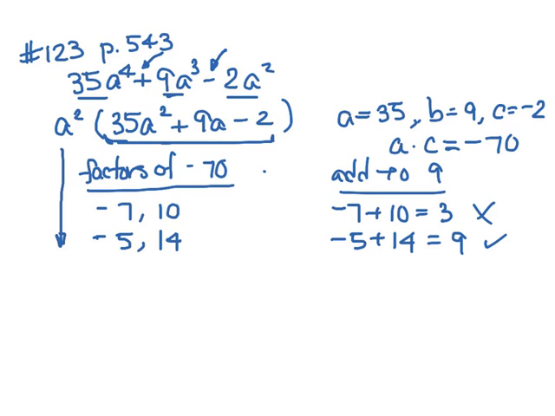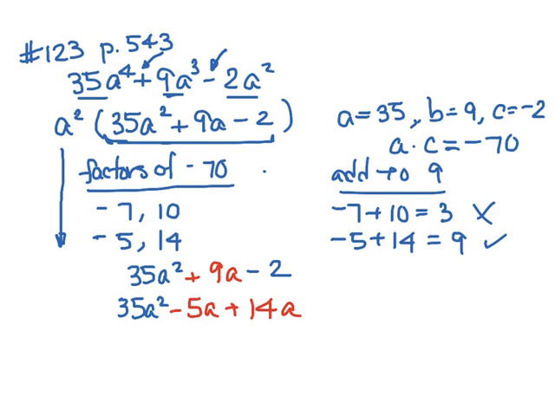So we're going to rewrite our polynomial here, 35a squared plus 9a minus 2. We're going to rewrite that as 35a squared, and instead of plus 9a, we have minus 5a plus 14a, minus 2. And now I'm going to group. And again, I don't have to worry about changing the sign over here because it's a positive in between my two groups. So I can just group them.